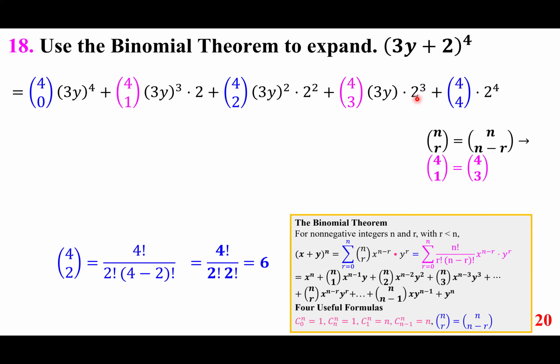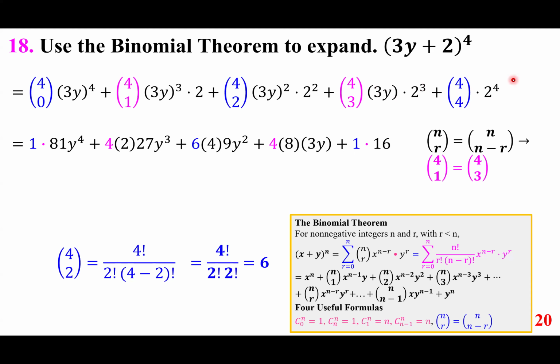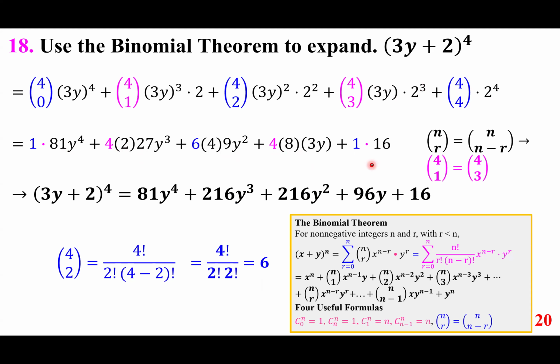3y times 2 cubed, that means 8 times 3y. And 4, 4 is 1, 2 to the power of 4 is 16. That's it. Now, this is going to be 81 y to the power of 4. This is 4 times 2 times 27 is 216 y cubed. 6 times 4 times 9, 216 y squared. 4 times 8 times 3, 96 y, and a 16, and you're done.